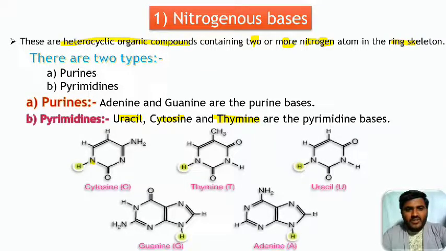So what are the nitrogen bases? Heterocyclic organic compounds containing two or more nitrogen atoms. Carefully see here. There are two nitrogen atoms here. Similarly here, two nitrogen atoms. Okay, so these are all the structures of cytosine, thymine, uracil, adenine and guanine. I hope you understood, guys. This is regarding nitrogenous bases, purine and pyrimidine bases.